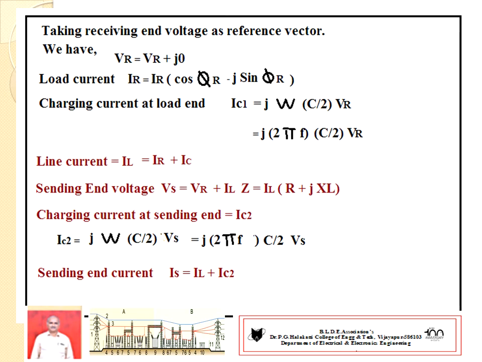Once you are knowing the Vs, then you go for calculation of IC2, which is capacitor placed nearer to sending end side. Voltage applied across is Vs. Therefore, it becomes J omega C by 2 into Vs. Once the IC2 comes, then vector sum of IL and IC2 gives sending end current.